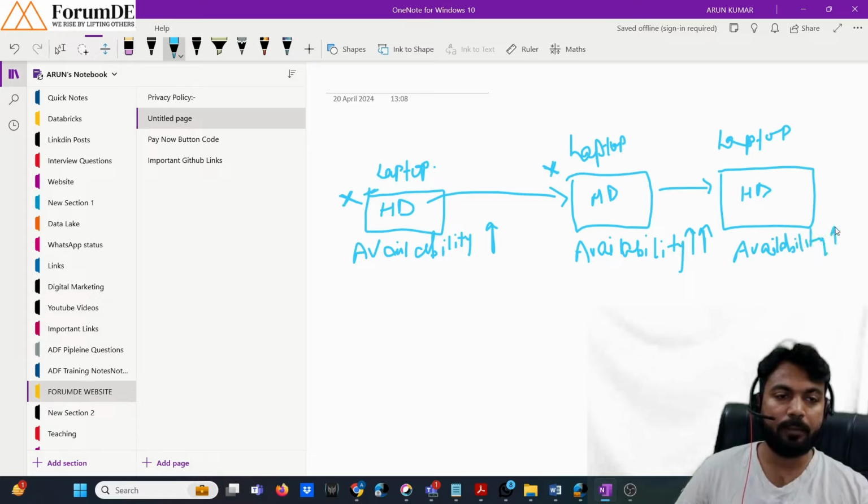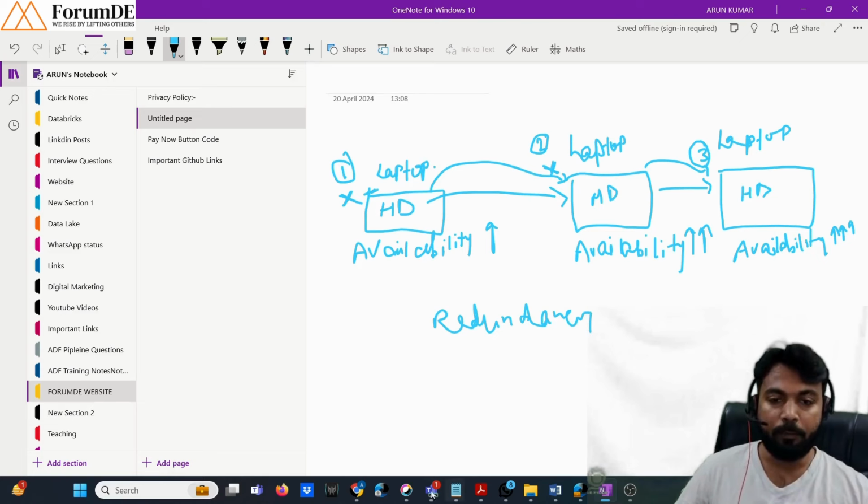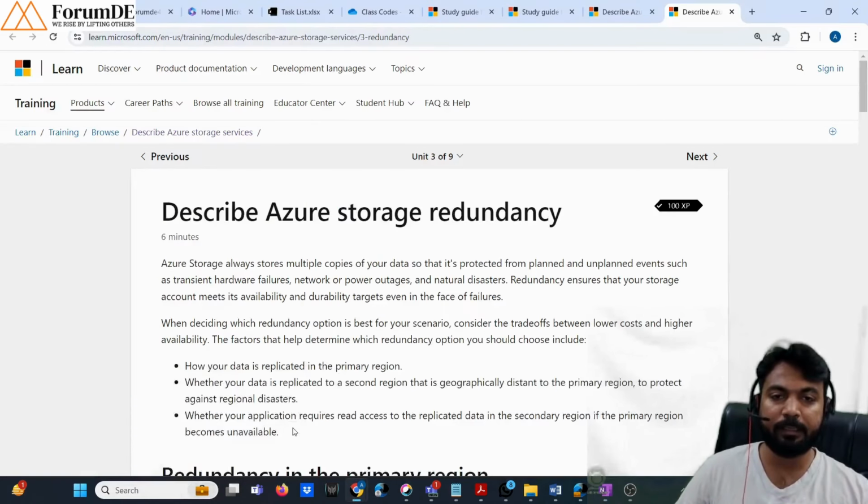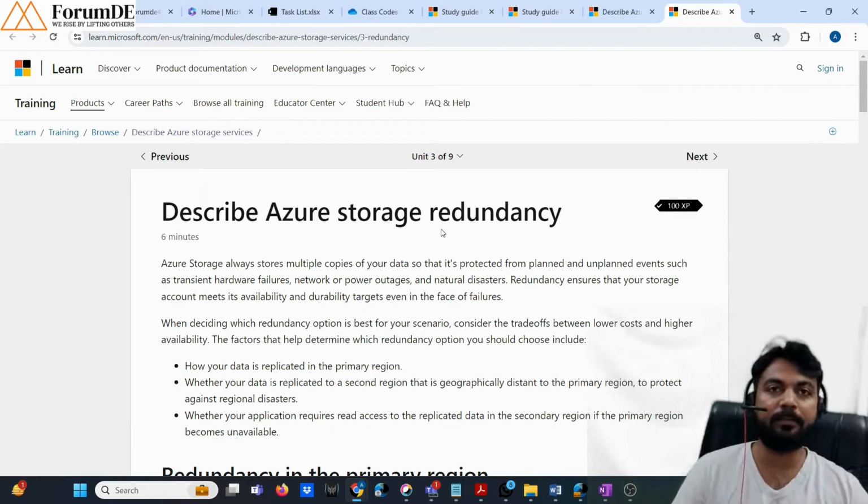So redundancy simply means this: we are creating copies of data at multiple places. This was the first place, this was the second place, and this is the third place. We have created three copies of data. That's what is called redundancy. Now we have many kinds of redundancy in Azure storage, and we will be reading about what those kinds of redundancy are.